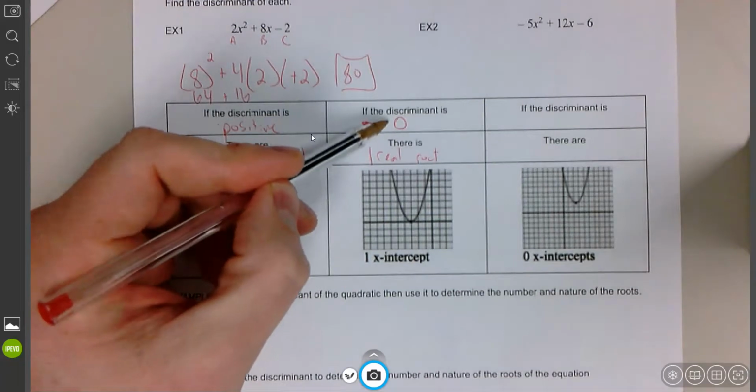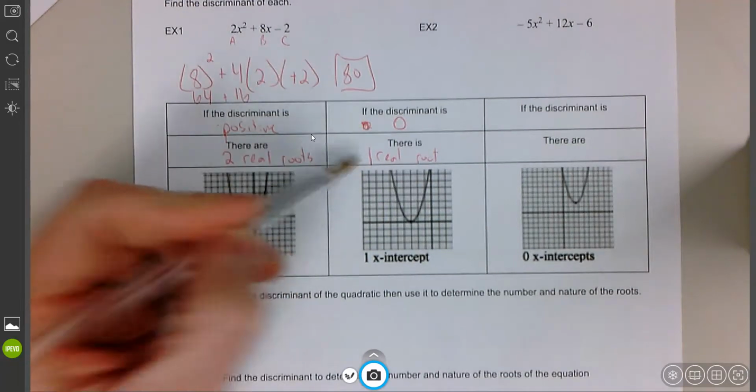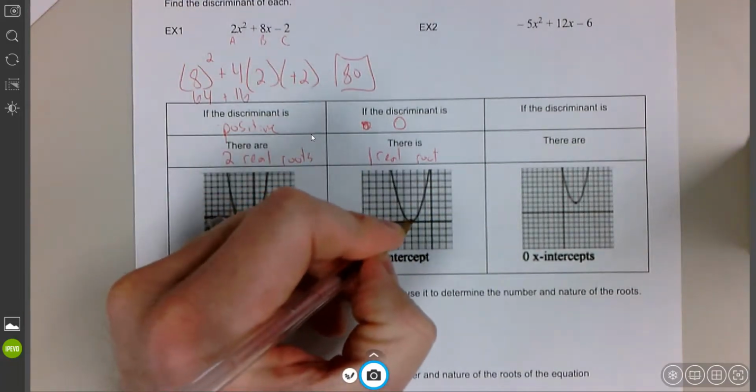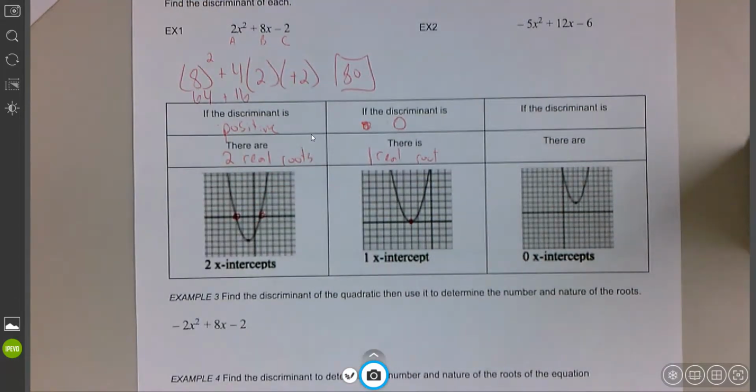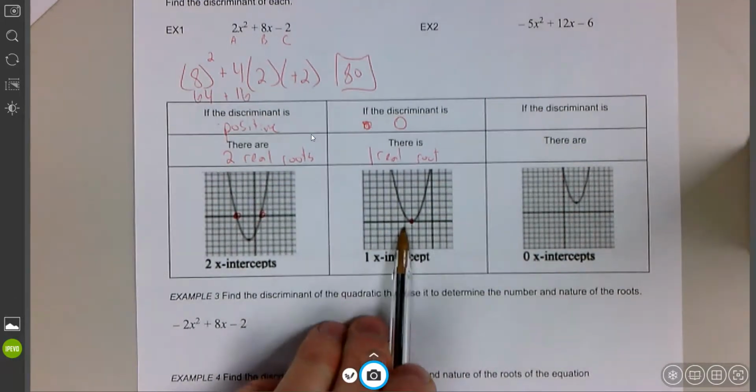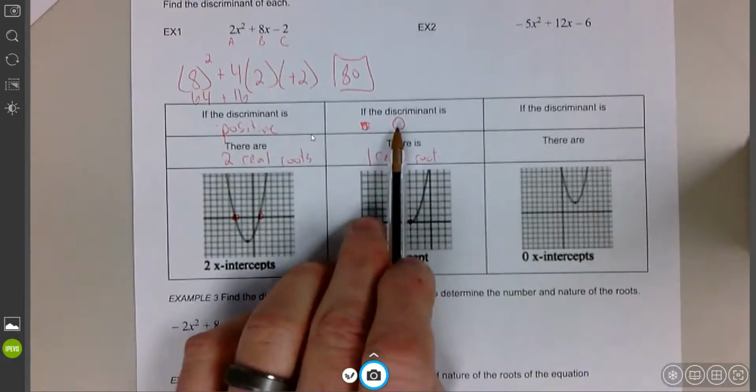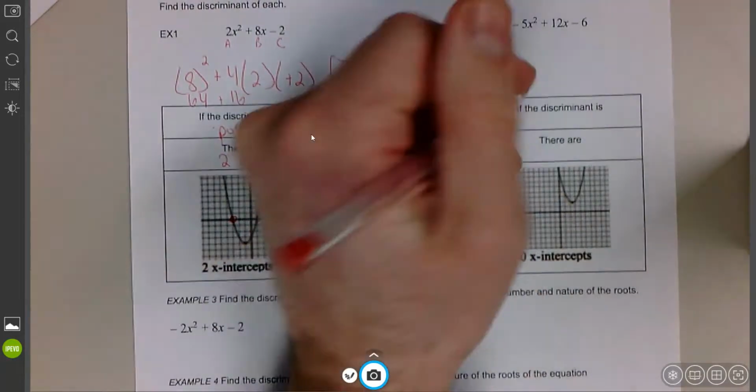If the discriminant is 0, that means that there's only 1 x-intercept. It just barely kisses this line and then turns around and goes the opposite direction. Okay, that's 1 x-intercept, 1 real root. The discriminant would be 0. And that leaves us with the last one.